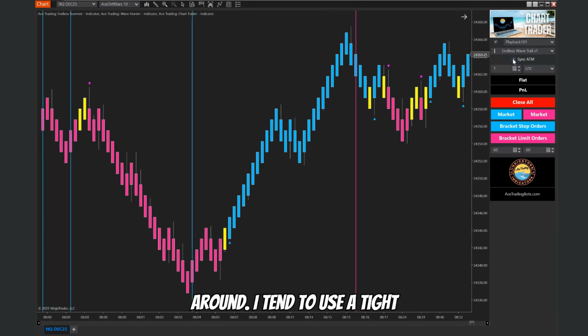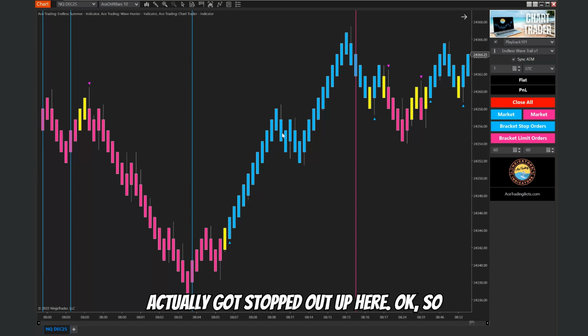I tend to use a tight trail. I'm using 10 drift bars, so that's kind of like a 20 tick candle. So I'm trailing by one candle, or kind of half a candle as we move up. I like to move my trail stop behind the candle, not too close, because you can see sometimes there's a little pullback, but you see I actually got stopped out up here.